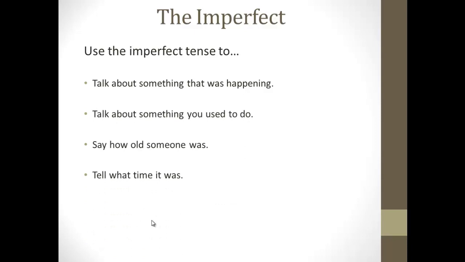Okay, in our next video, we will go more into the depth of the uses between the preterite and the imperfect, but you can see here that everything is pretty general, pretty descriptive. Talk about something that was going on, okay, so -ing in the past tense. Talk about something you used to do on a regular basis. How old someone was, and then what time it was. And in fact, we'll group these last two into time, age, and weather. All three of those things will require you to use the imperfect tense when you're talking about them in the past.